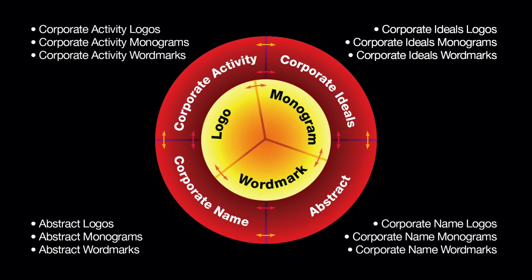So if we go back to our exploration of the 3 identity components, word marks, logos, and monograms, and we've had a good self-brainstorming session, or better yet, multiple sessions, to come up with some ideas for each of the 4 possible concepts, corporate activity, corporate ideals, corporate name, and abstract, we still have to decide how we are going to model, render, or draw our identity.